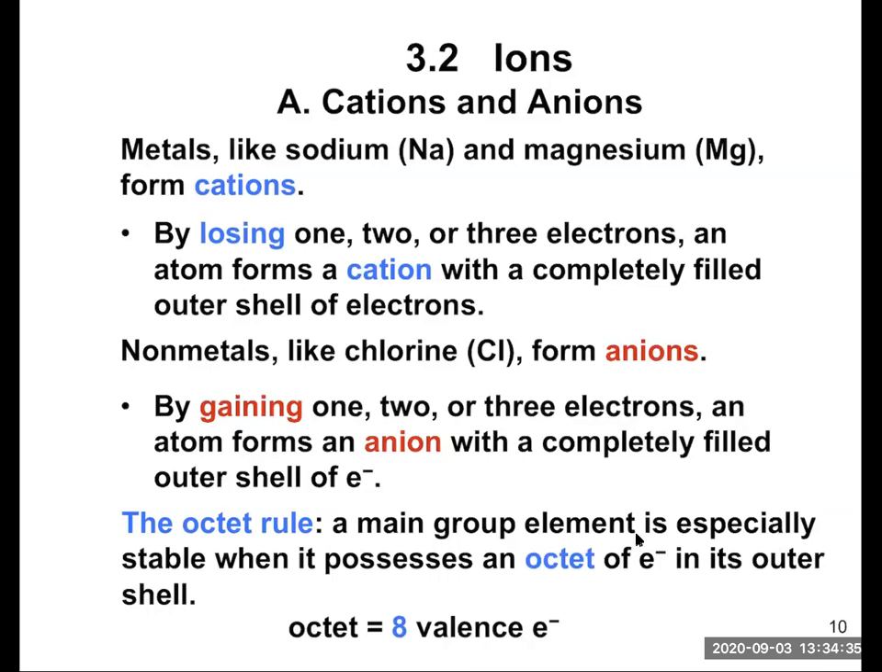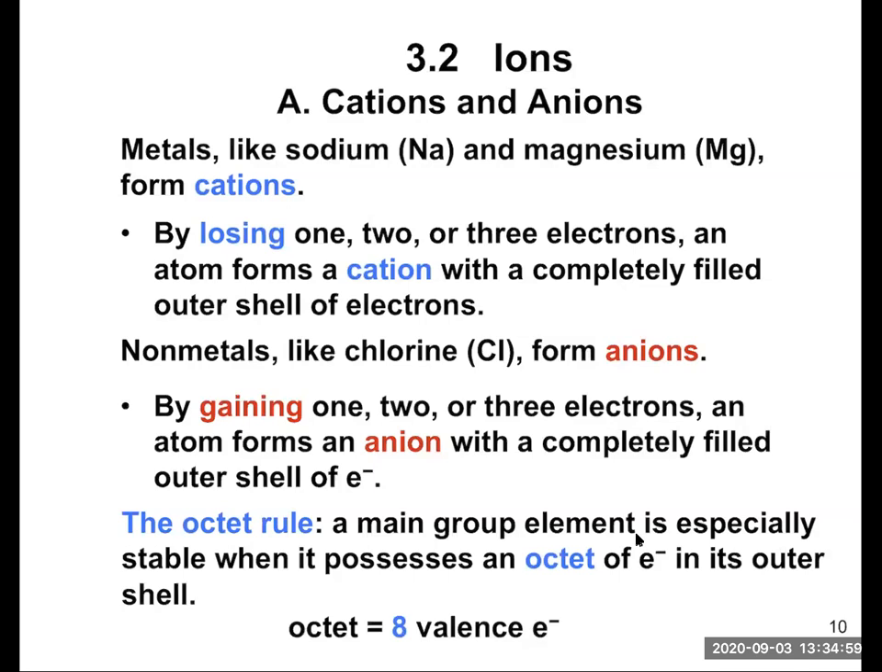Non-metals such as chlorine and oxygen like to form anions. For example, chlorine likes to accept 1 electron, so its outermost shell now has 8 electrons. Oxygen likes to accept 2 electrons, so the outermost shell now has 8 electrons, and so on.